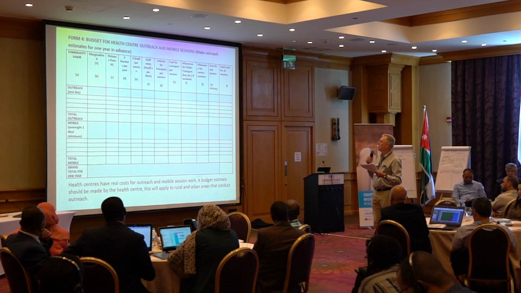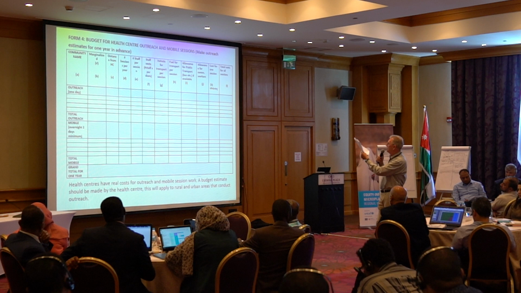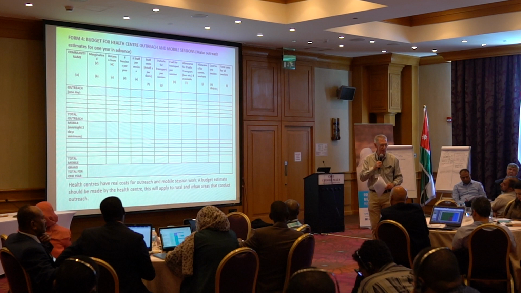Think of one particular community where you have to do outreach. This is an outreach budget. It's not looking at fixed sites. Could we give that a try and try and write down what you think might be the costs? And interesting to see what the total cost would be, because it might be quite a lot of money to do an outreach. Could we?